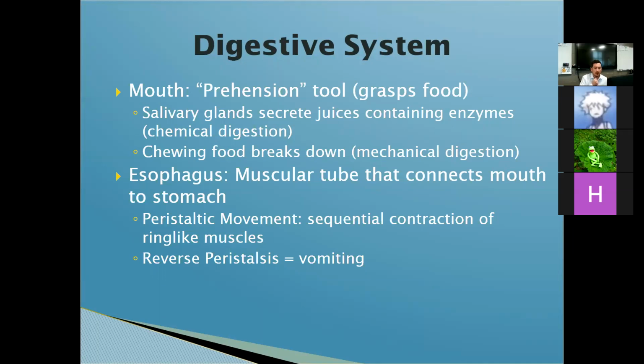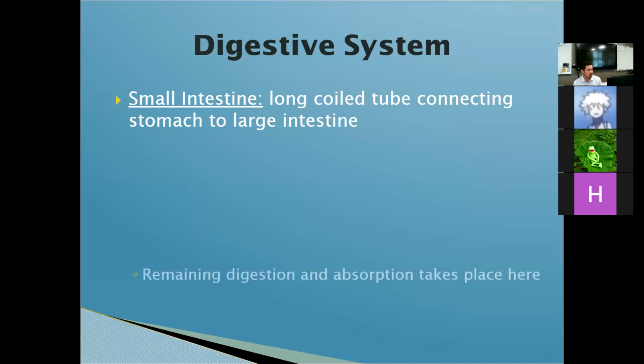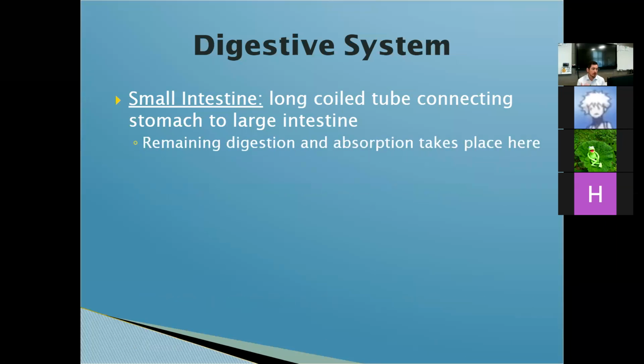It actually involuntarily moves food from your mouth down to your stomach. And then we have the lovely reverse peristalsis, which hopefully we don't have to deal with very often. So our small intestine is what comes after our stomach. In either ruminants or non-ruminants, both have a small intestine. It's a long coiled tube connecting our stomach to our large intestine. This is where the remaining digestion and absorption is going to take place.